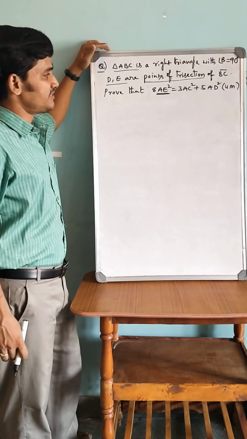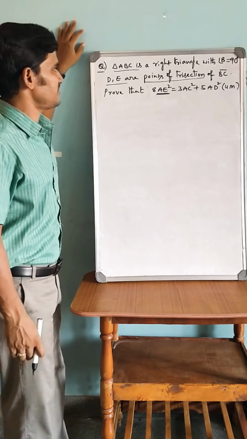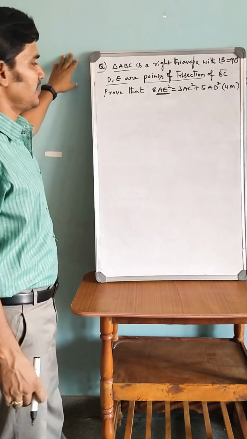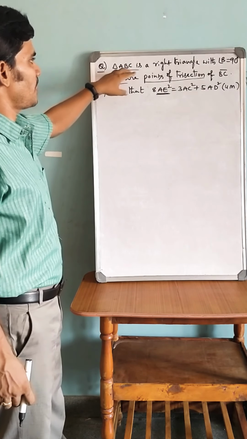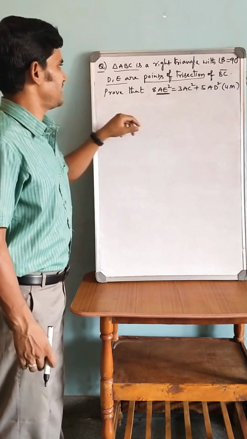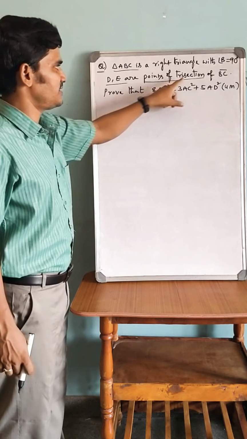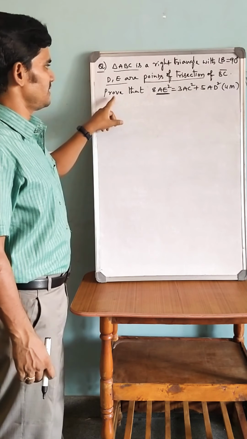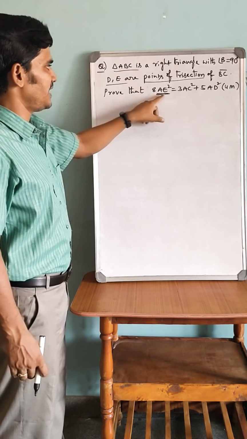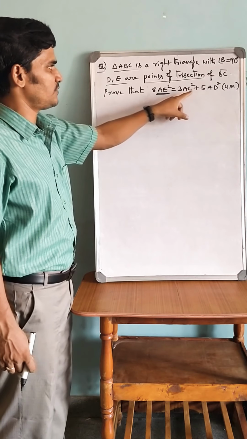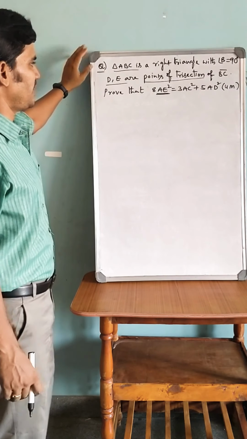Today we will discuss a problem from similar triangles. The problem is, in triangle ABC, angle B is equal to 90 degrees. That means this is a right triangle. D and E are the points of trisection of BC bar. Then we have to prove 8AE square is equal to 3AC square plus 5AD square.